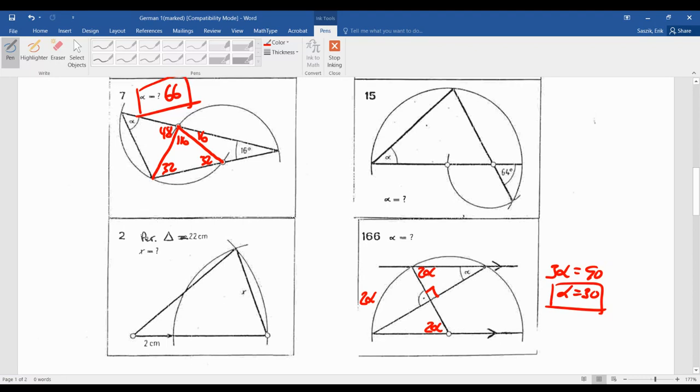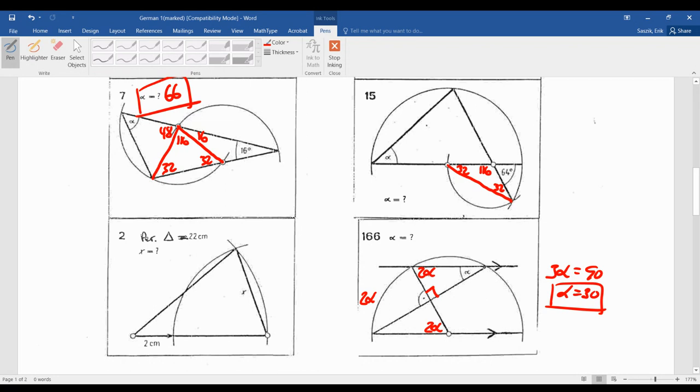Okay. This one's a little bit different. I think there's different ways of doing it. I'm not too sure if I did it the most efficient way in my notes. If this is 64, that of course is 116. I did have this drawn in. That makes that 32. And this is 32 as well because this triangle is isosceles.